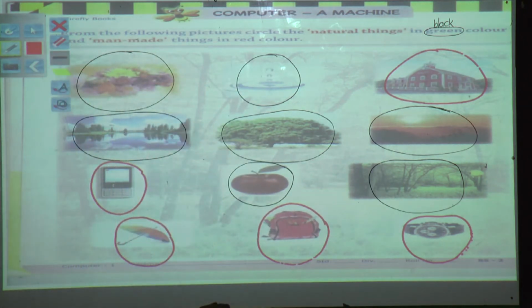Okay, does everyone understand? Two types of things are there, natural things and man-made things. Natural things are made by God and man-made things are made by man. Man-made things are also called machines. And why are we using machines? To do our work easier and faster.